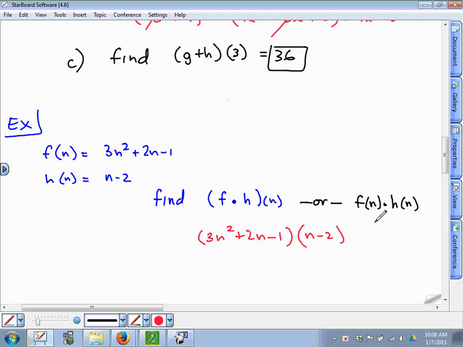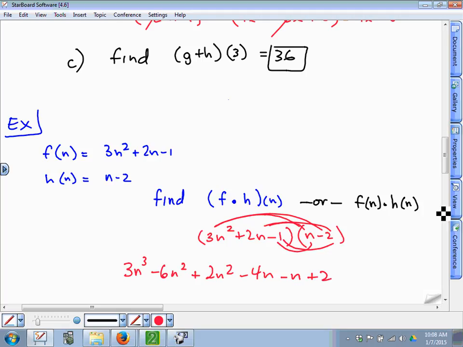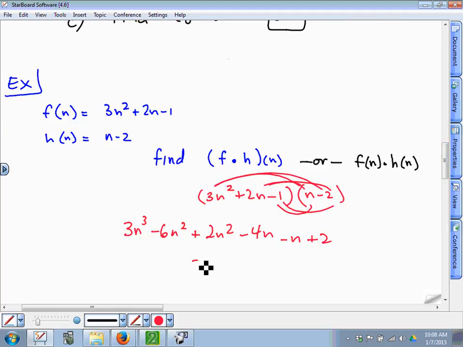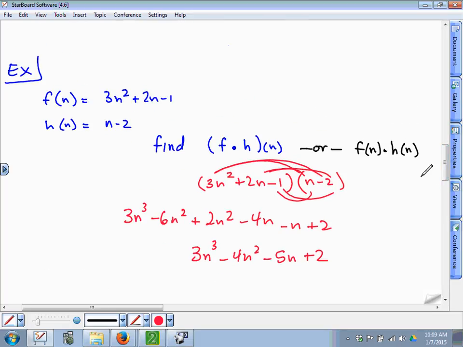So, 3n cubed from here, and then there you get minus 6n squared. Here you get 2n squared. There you get minus 4n. Here you get minus n, and there you get plus 2. So combine your like terms. 3n cubed minus 4n squared minus 5n plus 2. And that's it for polynomials. Really wasn't anything new, was it? Stuff you've done before, just with functions now.